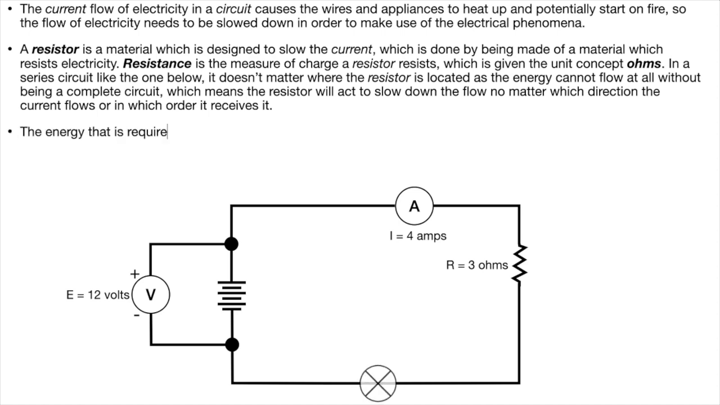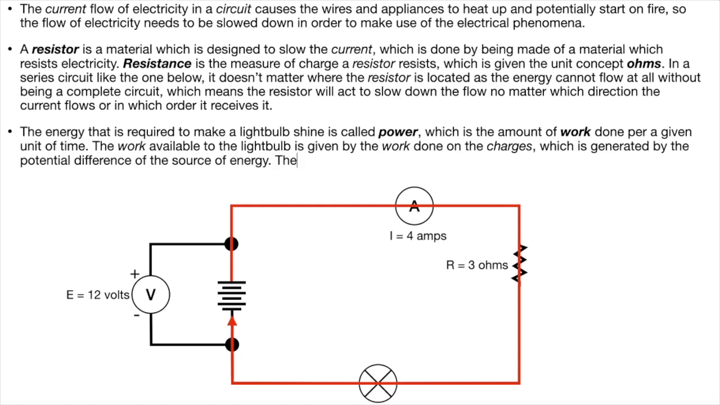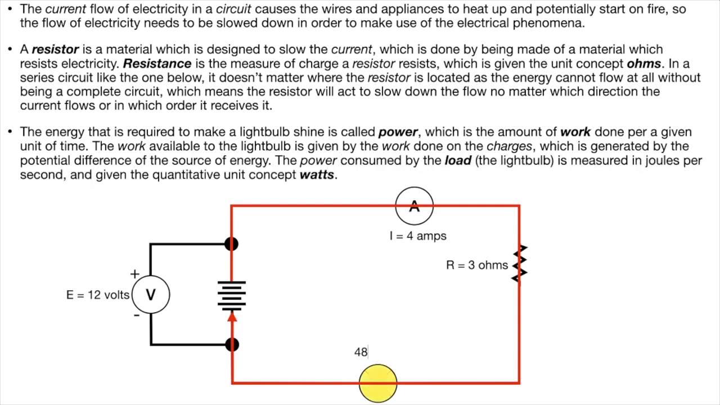The energy that is required to make a light bulb shine is called power, which is the amount of work done per a given amount of time. The work available to the light bulb is given by the work done on the charges, which is generated by the potential difference of the source of energy. The power consumed by the load, the light bulb, is measured in joules per second and is given the unit watts. In this case, mathematically, we would have 48 watts.